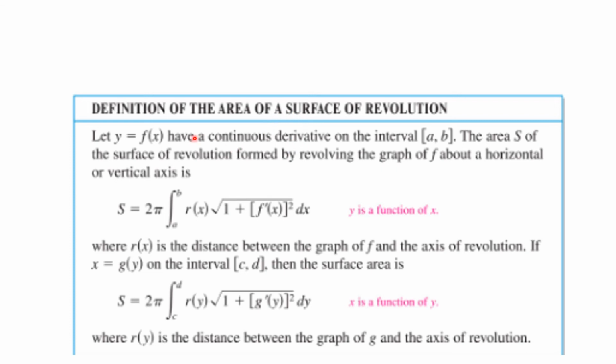I am going to mention in passing that it's possible for us to be revolving the graph of a function about a horizontal or vertical axis that is not one of the coordinate axes. Like I could revolve things around x equals -1 or y equals 3 or something like that. And in that case, we're going to let r of x be the distance between the graph of f and the axis of revolution. And that would make this r of x and this r of y. And sometimes I ask questions like that on the assessment, so you don't want to blindly use formulas.